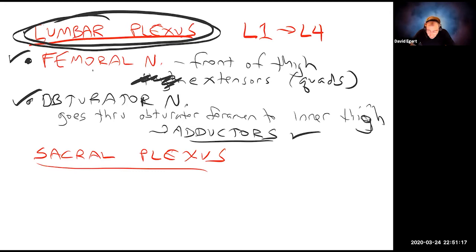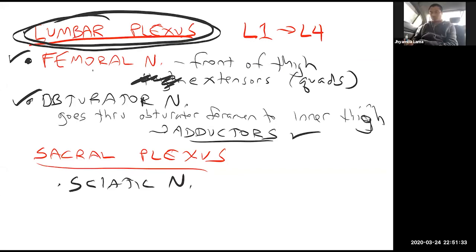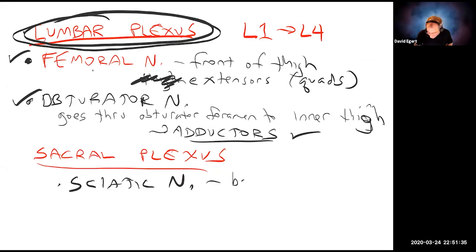There are other nerves, but these are the only two that you need to know from the lumbar plexus. For the sacral plexus, we're going to have one, the sciatic nerve. This is going to be the back of the thigh. And this is actually going to split into tibial and fibular nerves.